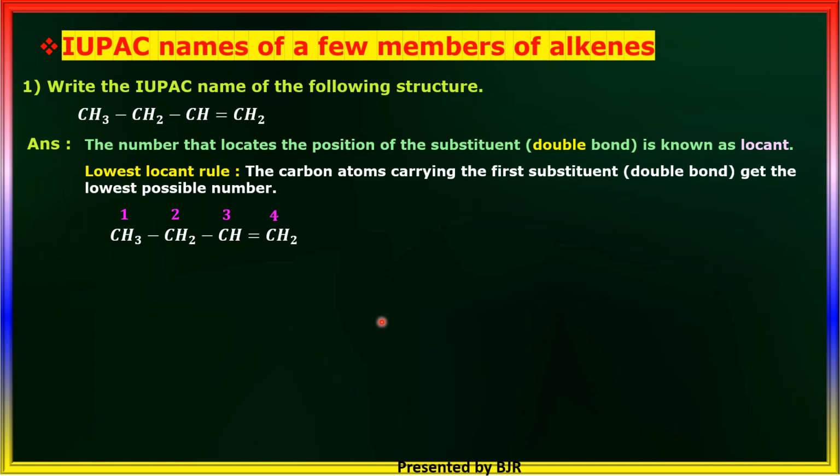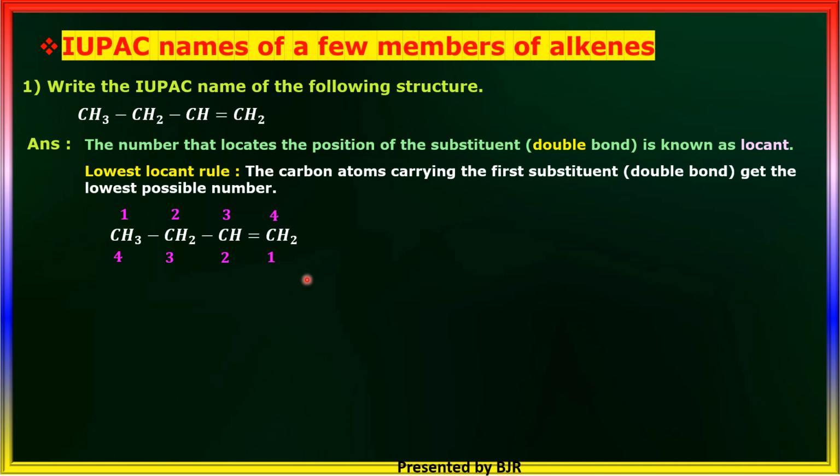Left to right, the position of the locant is 3. If numbering is done from left to right, the double bond is at the third carbon atom. Suppose the numbering is done from right to left, the first carbon carries the substituent or double bond. So the carbon atom carrying the first substituent, that is the double bond, gets the lowest possible number while numbering the carbon atoms in the chain.